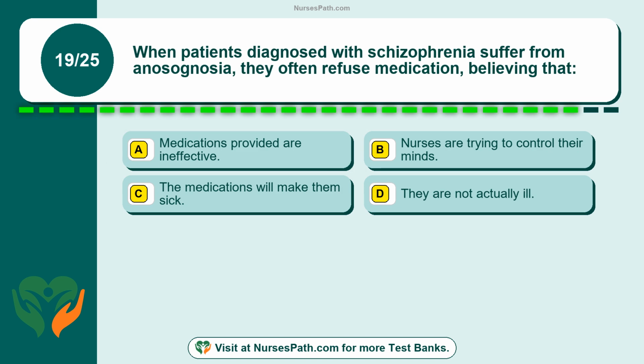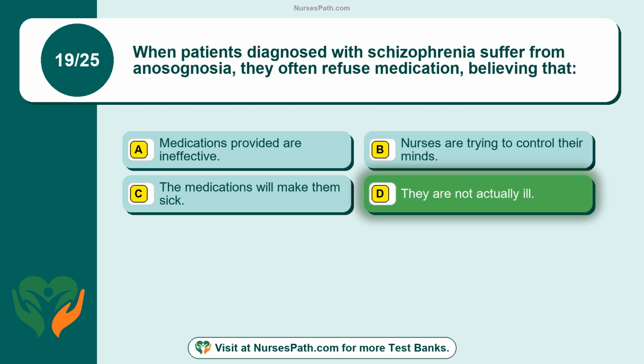Question 19. When patients diagnosed with schizophrenia suffer from anosognosia, they often refuse medication, believing that option A, medications provided are ineffective. Option B, nurses are trying to control their minds. Option C, the medications will make them sick. Option D, they are not actually ill.